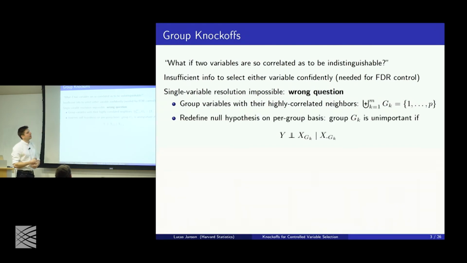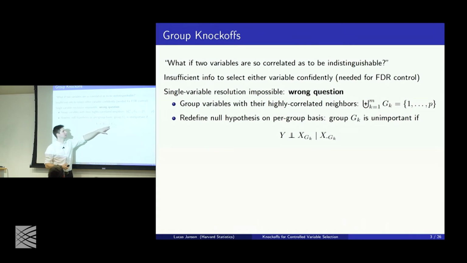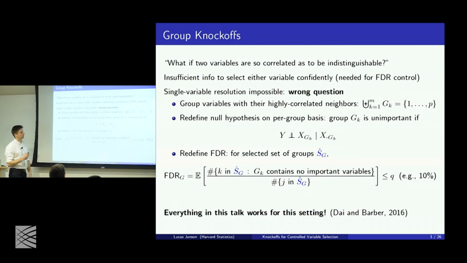And so I'm going to do that, and then I can do everything that was on the previous slide, everything Wenshuo talked about, in terms of those groups. So I can ask, which groups are important, defined this way, where x minus G_k is everything except for the variables in G_k. I can define false discovery rate analogously. So now I'm selecting groups. So this is a set of groups. And I'm going to say, of the k in my selected groups, which of them contain no important variables. Right? So a false discovery is if I select a group and none of the variables in it are important. And then I'm still going to divide by, that should be a k, it doesn't really matter, the number of elements in S_G. And we still want to control that below q.